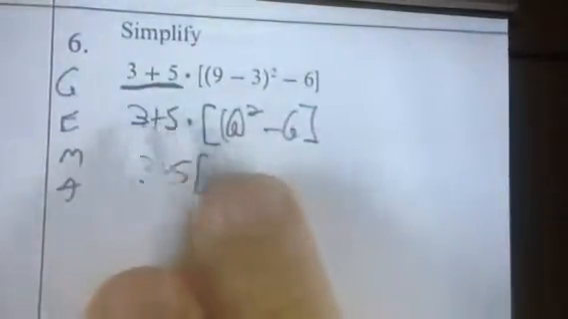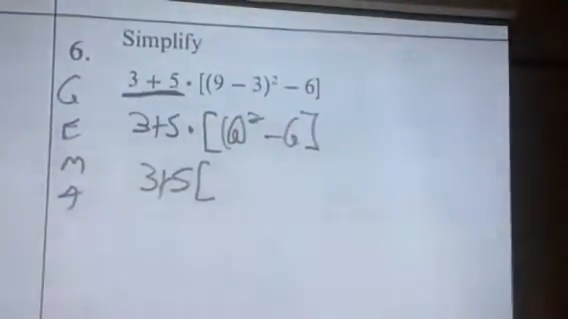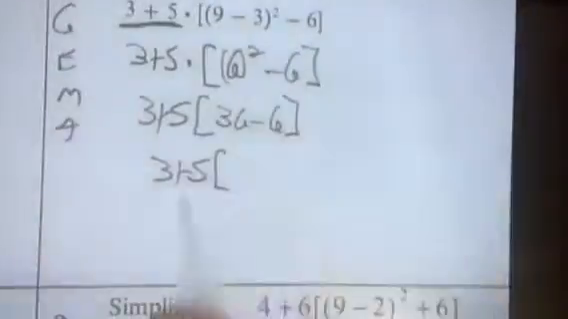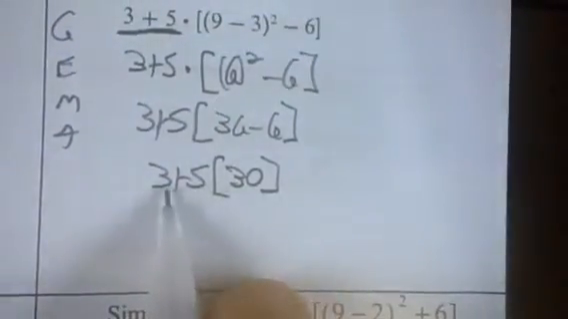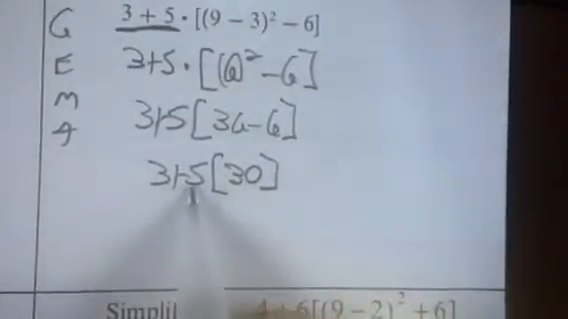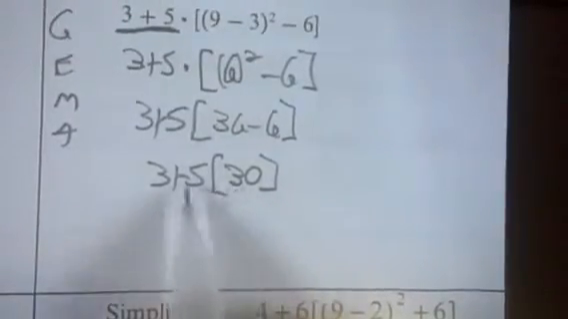I do not add this 3 plus 5 until I've done everything inside my grouping symbols. So, 6 squared is 36 minus 6. Again, I'm going to continue to bring down this 3 plus 5 until I've done everything in my grouping symbols. 36 minus 6 gives me 30. I've got 3 plus. Again, I'm still not adding 3 plus 5.